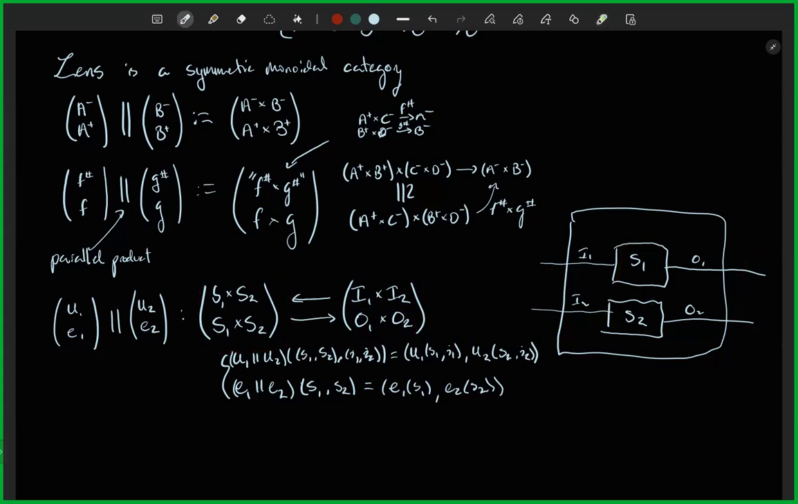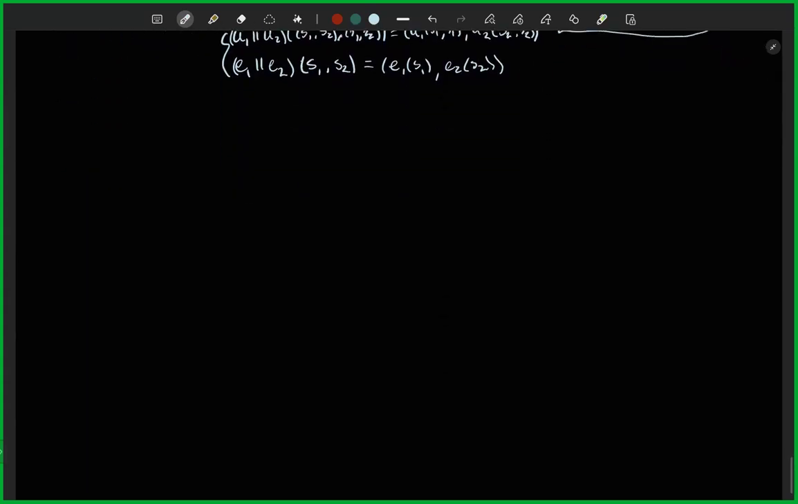So now we will render any composite of systems in two stages. First, we take this parallel product, and then we take a unary coupling, wiring diagram, I should say, on the resulting thing. So let me show you how this works. If I want to do this diagram here.